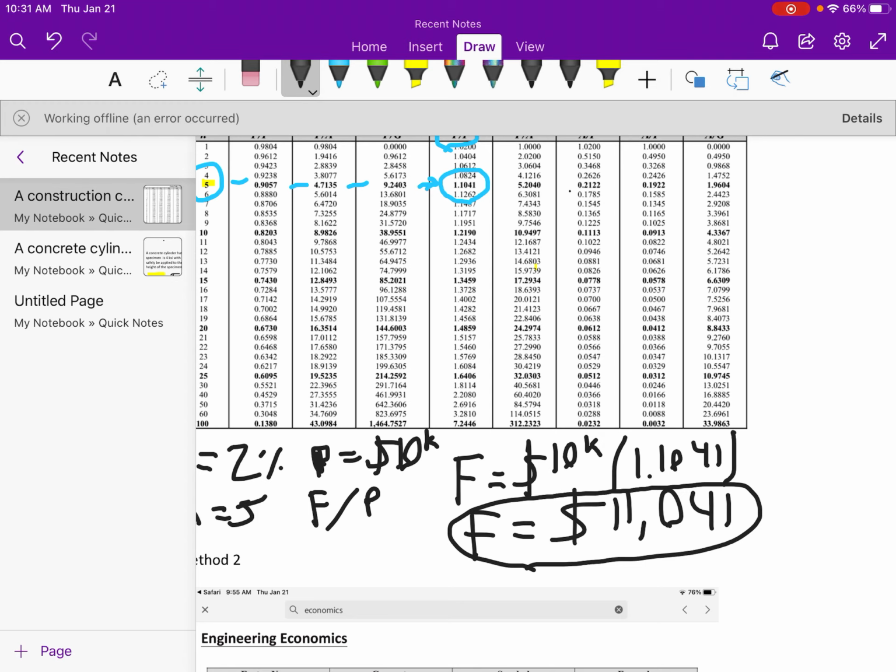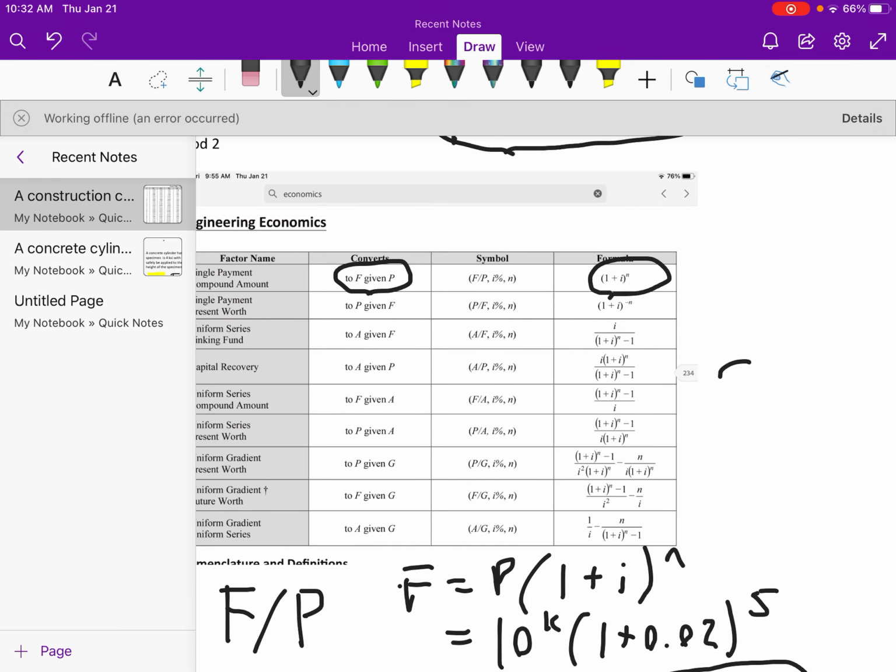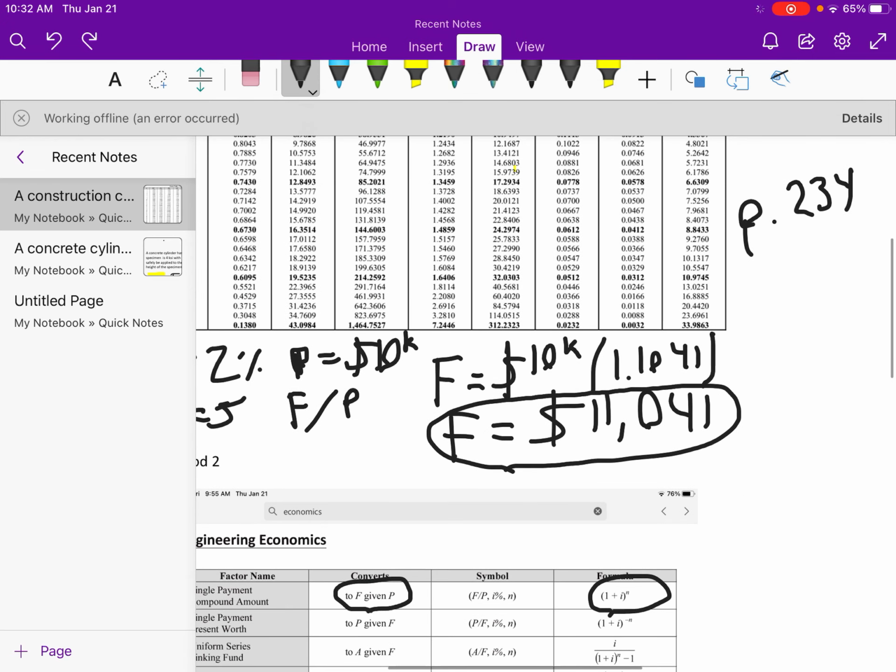I believe this chart is on page 234, and this page is on page 230. And if I'm wrong, then just flip the two. This one might be on 234, and then this one might be on 230. So it's one of those two.